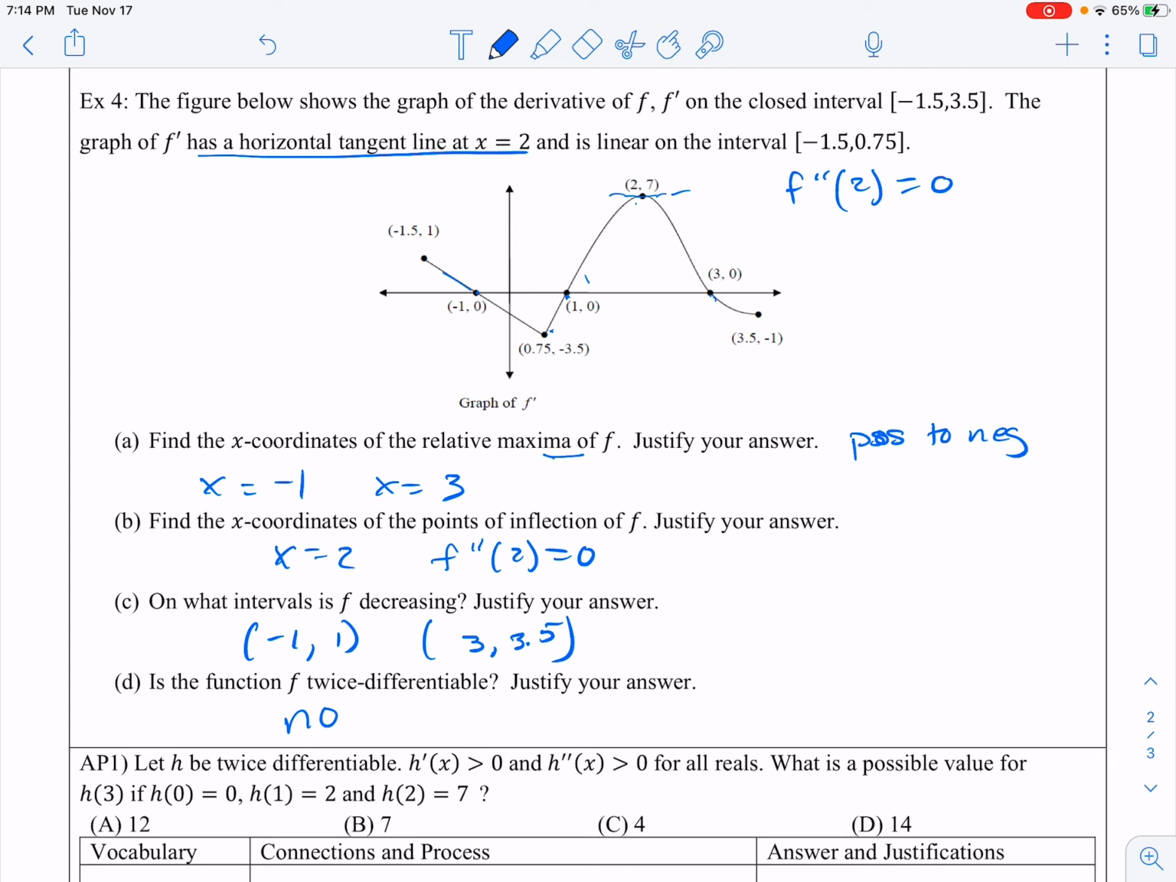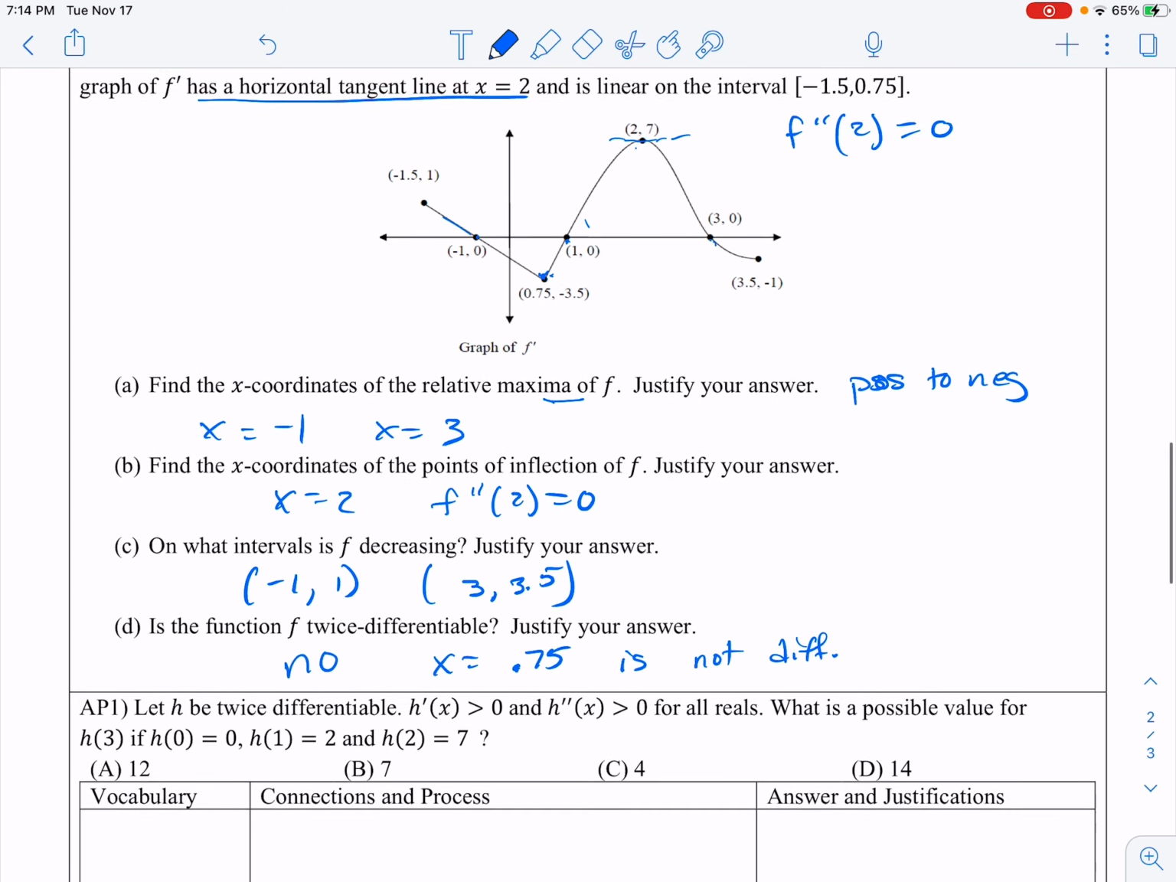Is f of x twice differentiable? No, because x equals 0.75 is not differentiable. Okay, if the first derivative is not differentiable, you can't find the second derivative there, so it's not twice differentiable.